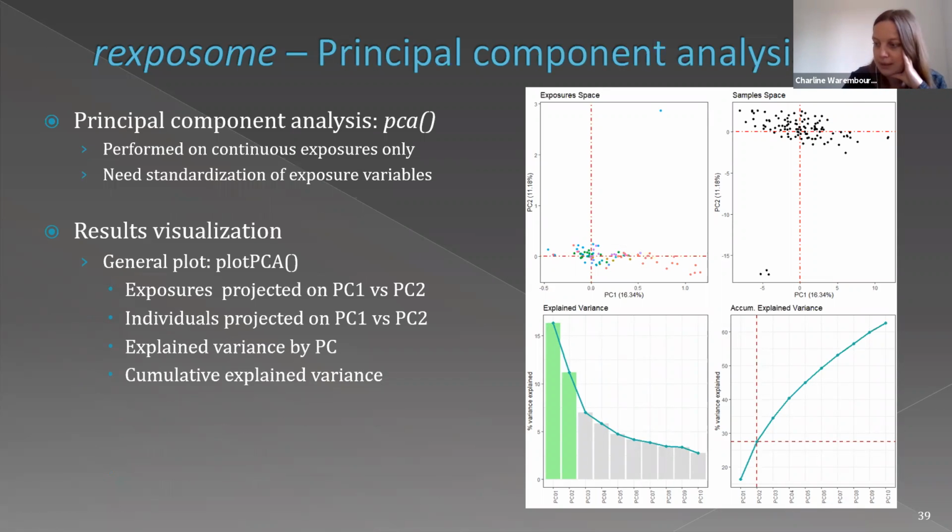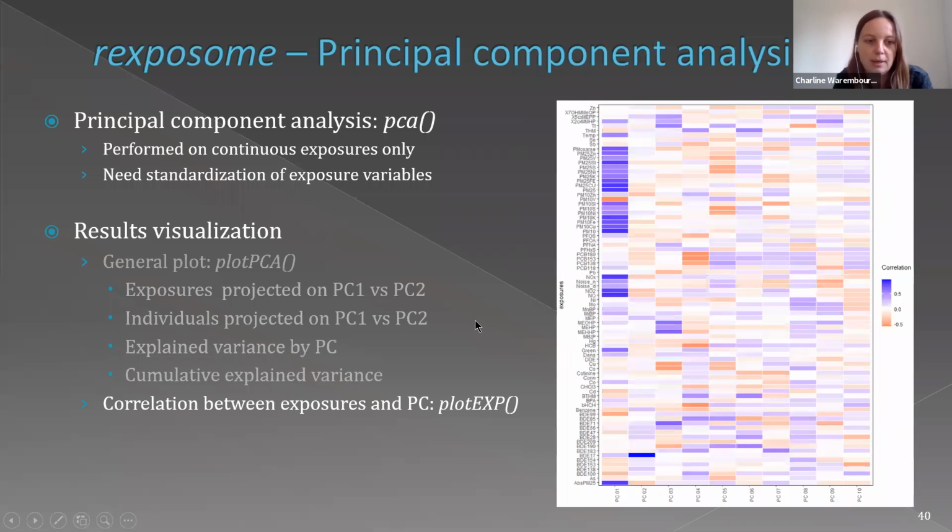So we can also apply principal component analysis using the PCA function. This is only done using continuous exposures and needs a standardization of the exposure variables. So we obtain different plots. Here we have the exposures projected on the first and the second components. Here are the individuals, the explained variance, and the cumulative explained variance. We will see this again later.